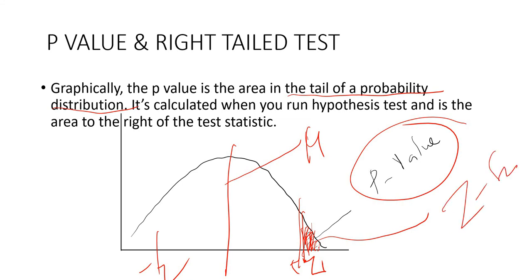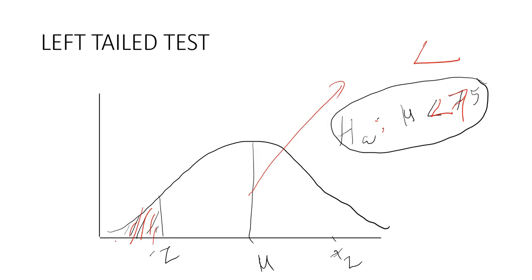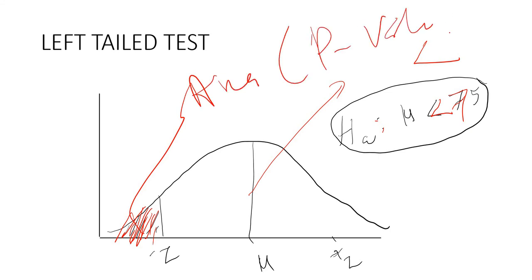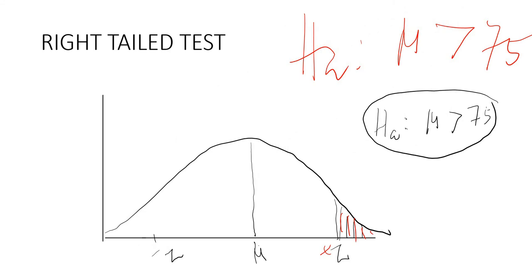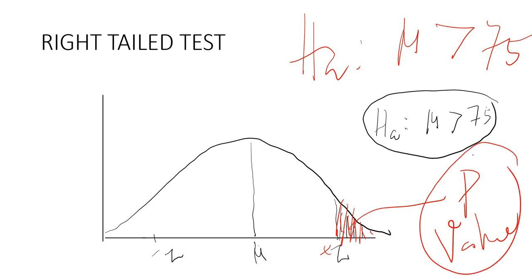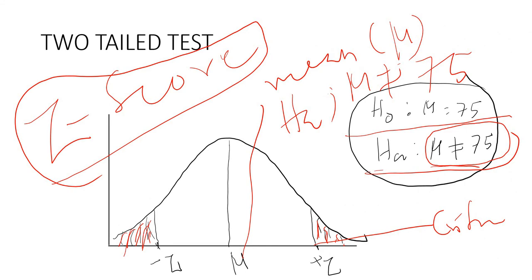I have already explained that. When you talk about the left tail test, this is the p-value. This area will give you the probability value. This is minus z and plus z. So that is for the left tail test. In the right tail test, this area will give you the p-value. This is really simple, very interesting concepts. So that area is the p-value for the right tail test. In the two tail test, these two areas represent the p-value.